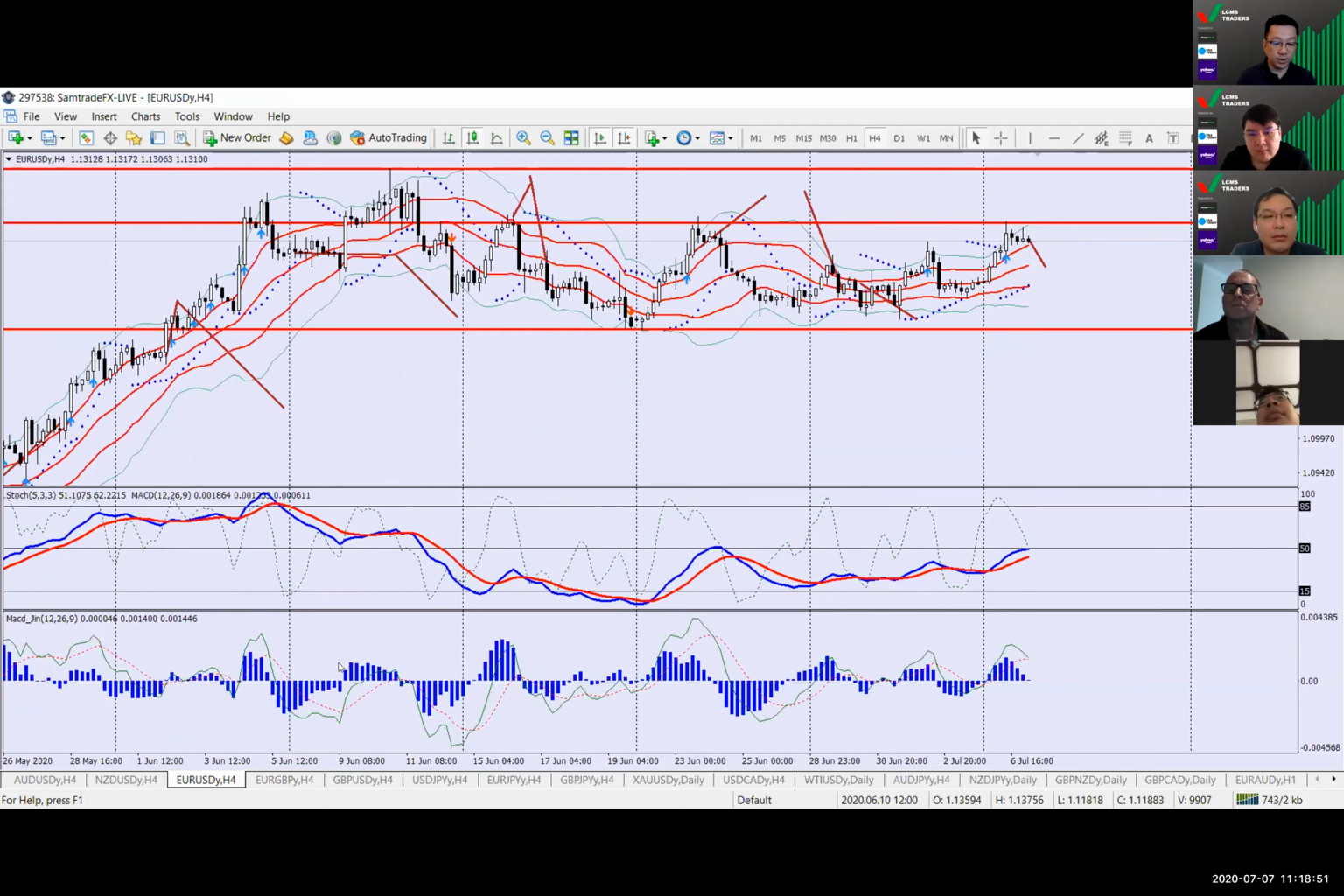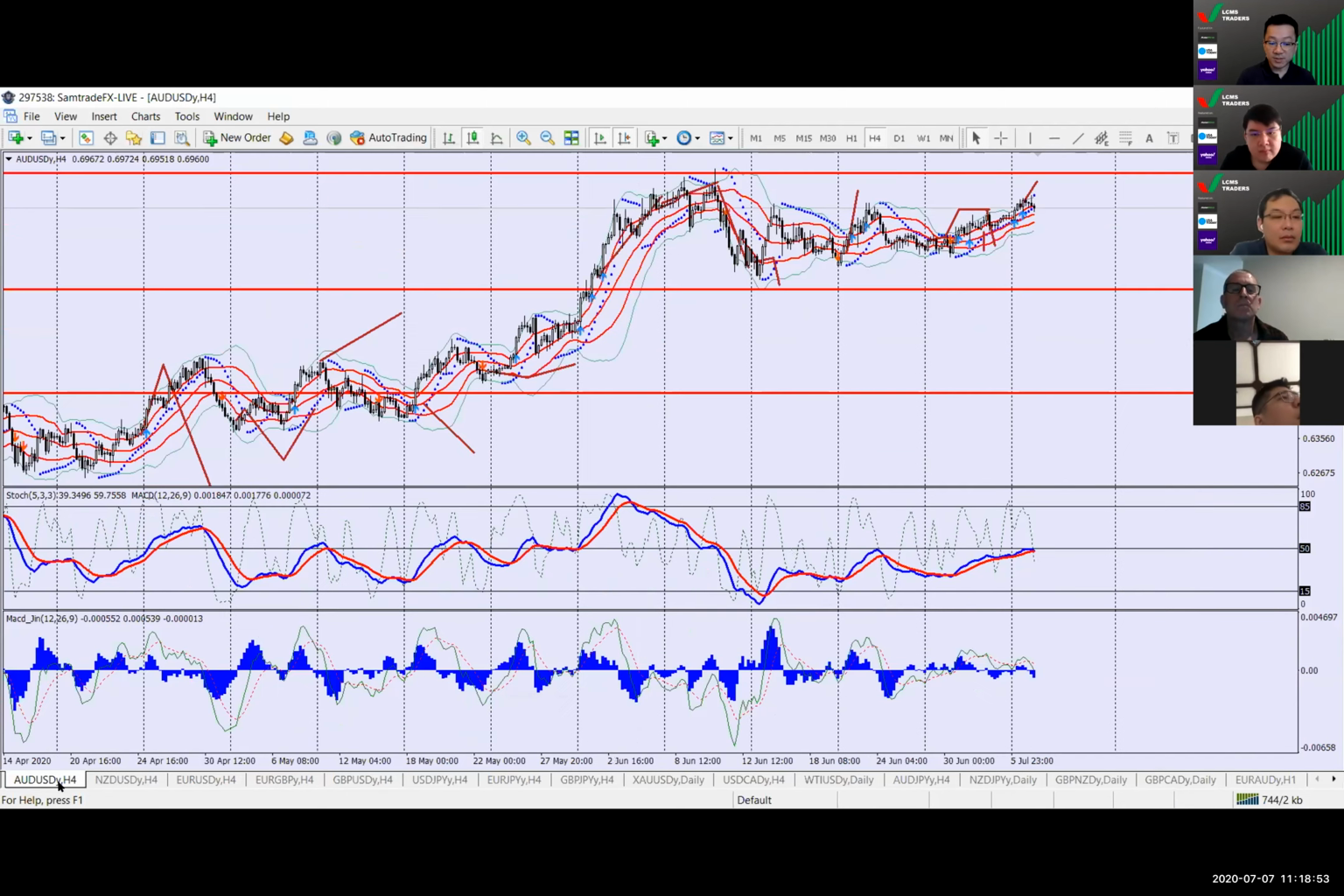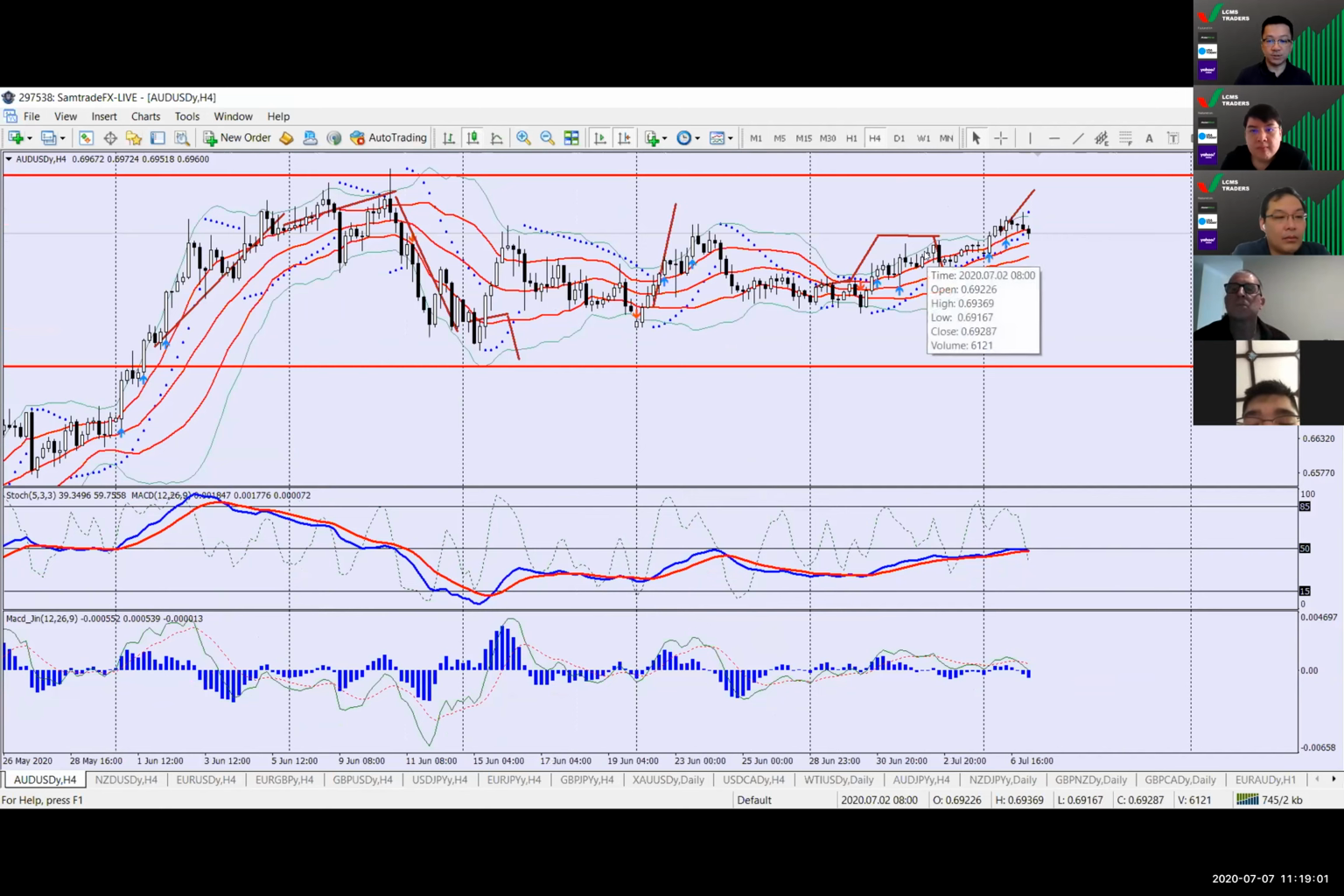Let me just do a quick recap on the Aussie US, especially because we have the news coming up in about an hour's time, with the Aussie rate decision and rate statements coming. It looks like yesterday we said it was likely to go up. It went up a little bit, sat there, and looks like it's trying to turn back down. I do think that it might come down a little bit before turning back up.